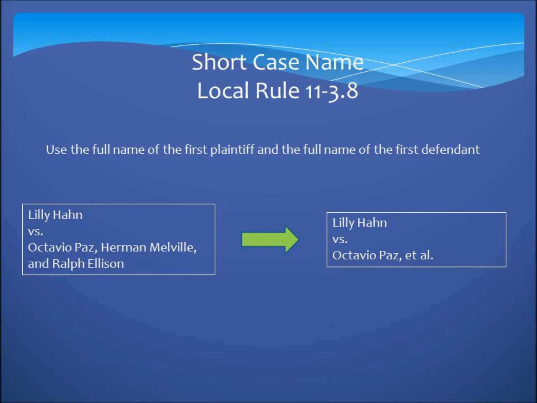Typically, if you're omitting some names from the list of either the plaintiffs or the defendants, most people add the abbreviation et al. at the end. This is an abbreviation for the Latin term et alia, which roughly translates as "and others." So this just lets the reader know that there are other names and that you've left them out for convenience's sake.